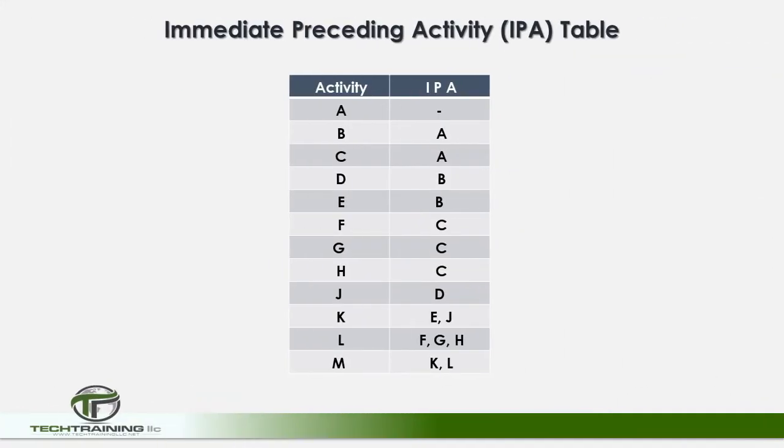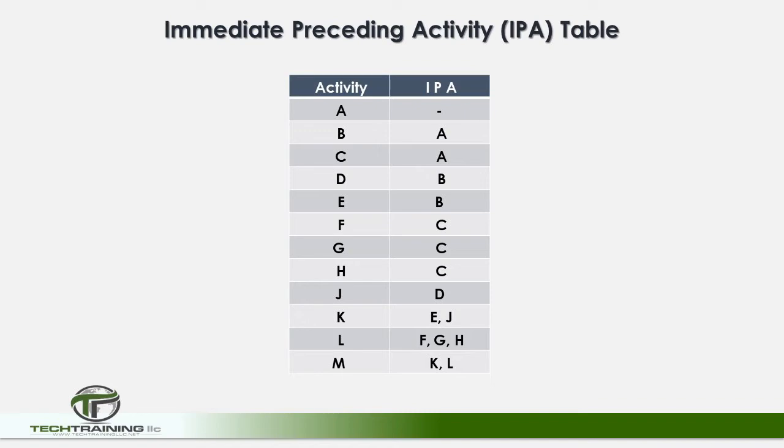This is an IPA table, or immediate preceding activity table. It outlines an activity and its immediate preceding activity or activities. As you can see, activity A has no preceding activity as it is the first activity. Activity B cannot begin until activity A is complete, and the same is true for activity C. And as you can see, the rest of the table is filled in. This is a good sketch to keep us on track if we begin to get lost in the activities.